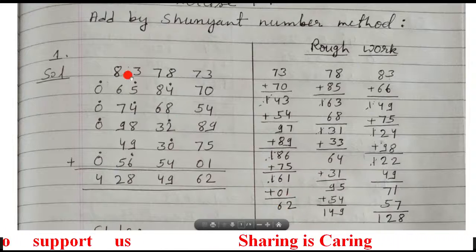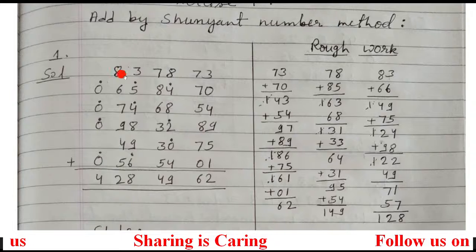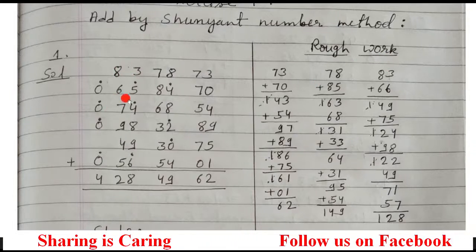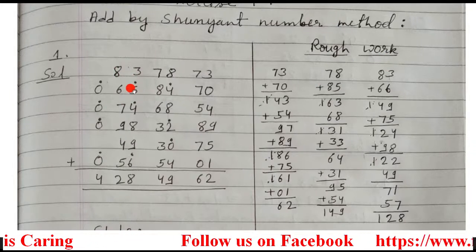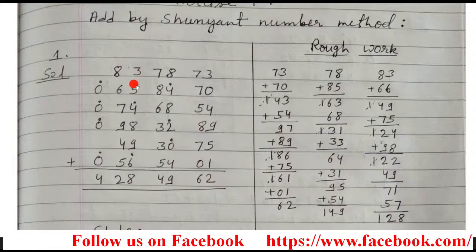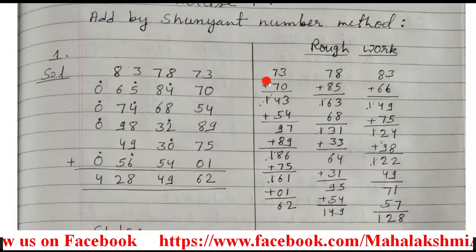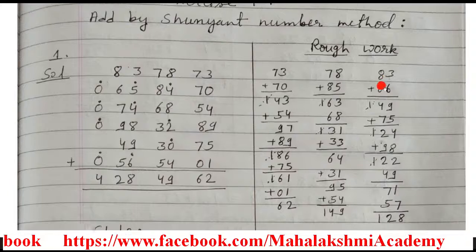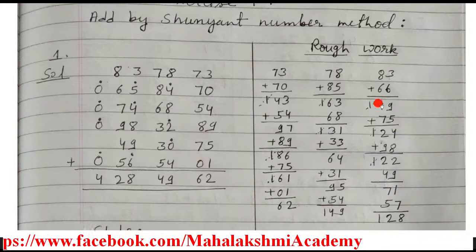Now final column is of 83 and this. So we wrote here 83. Now how to read it? It's 65, but one ekadika dot is here, so it's 66. So we wrote here 66. Add them. When you will add, you will get 149.